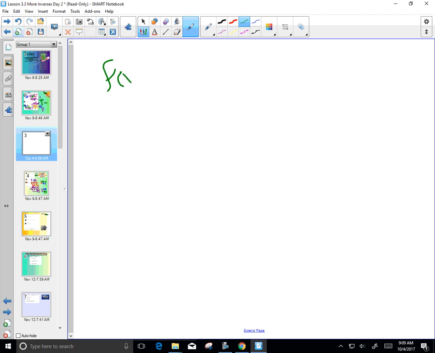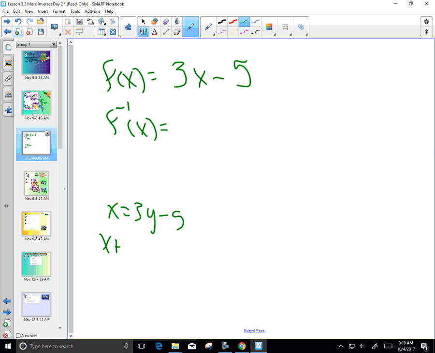Let's say f of x is equal to 3x minus 5. Would you find the inverse of that for me? Go for it. Find the inverse. I agree. Take them off, please. Thank you. So 3x minus 5, yeah. So you go x is equal to 3y minus 5, x plus 5 equals 3y. Y is x plus 5 over 3. So you agree with that.